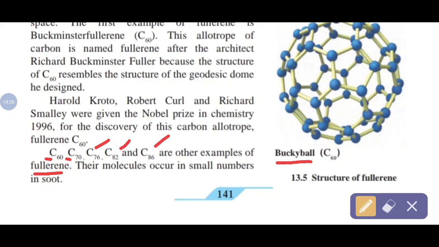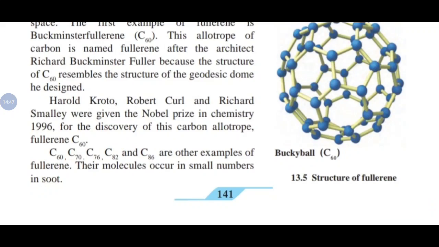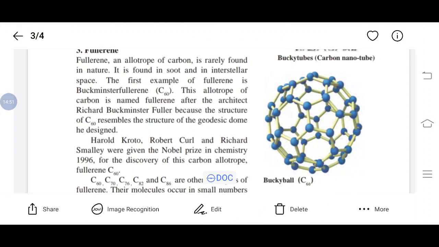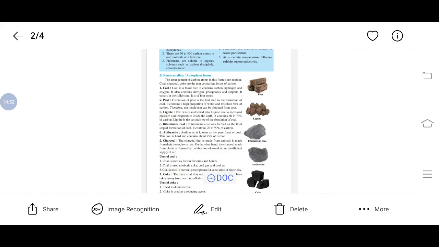Their molecules occur in small numbers in soot. Soot means black colored smoke. We find out what is the meaning of soot with the help of the internet. So their molecules occur in small numbers in soot. So this is our third allotrope of carbon, that is the fullerene. See on the next page.